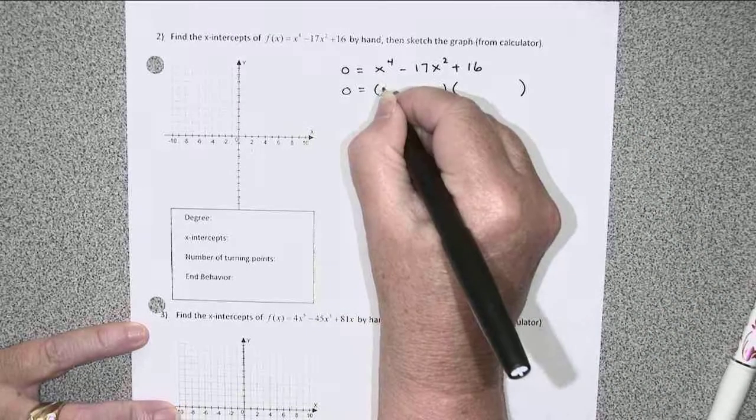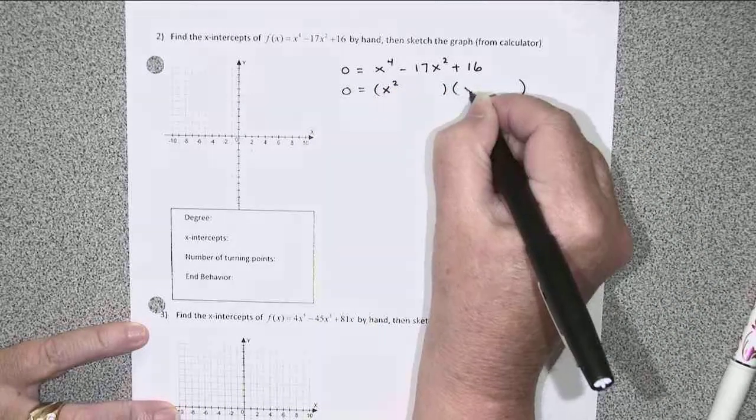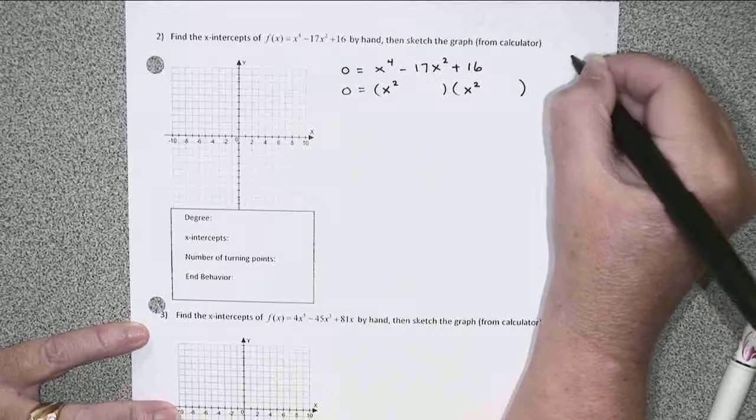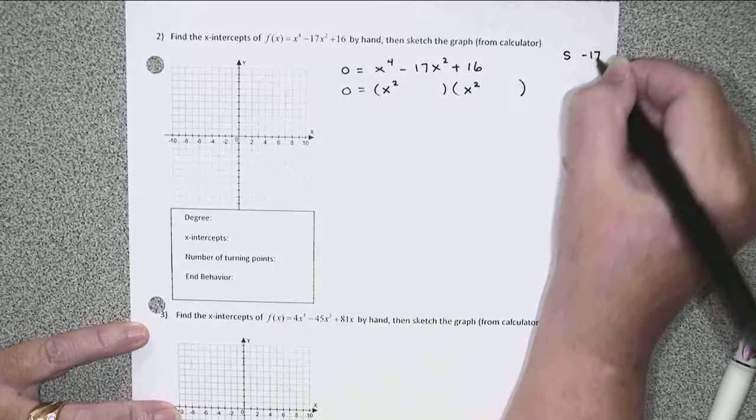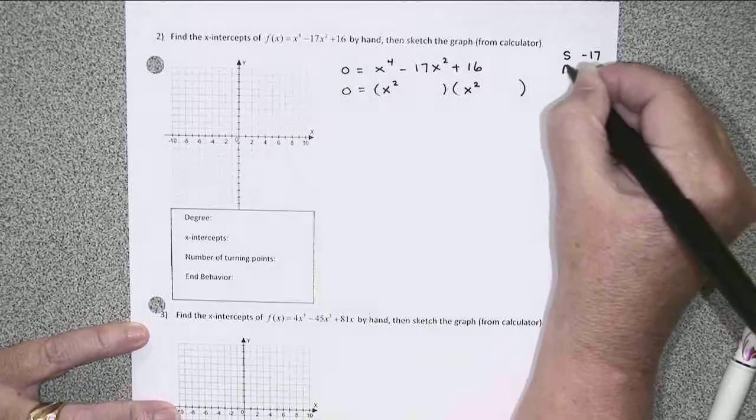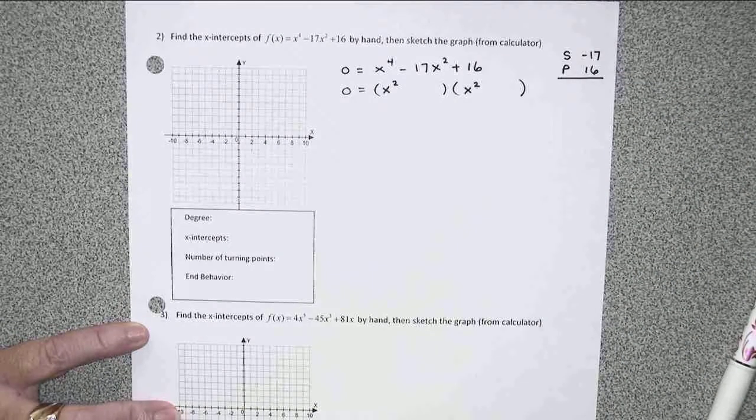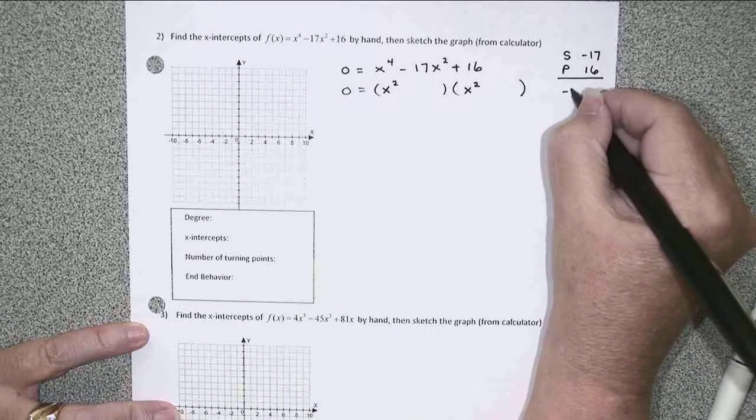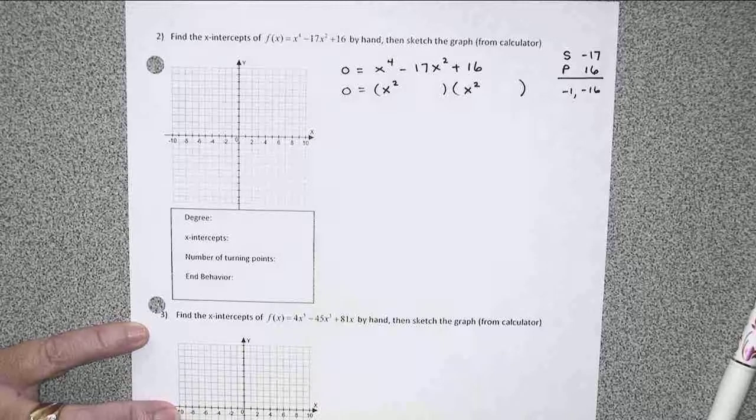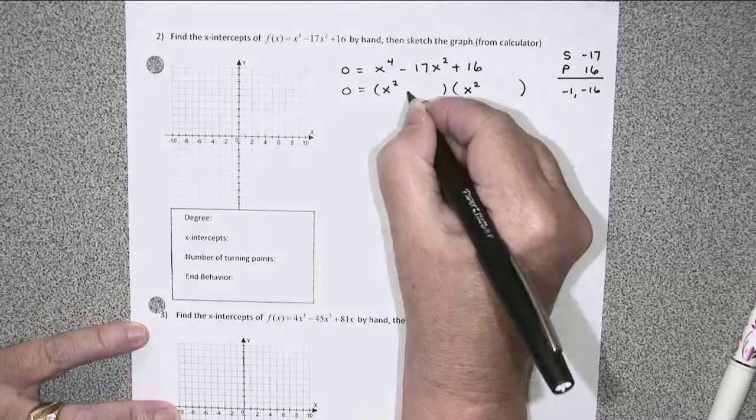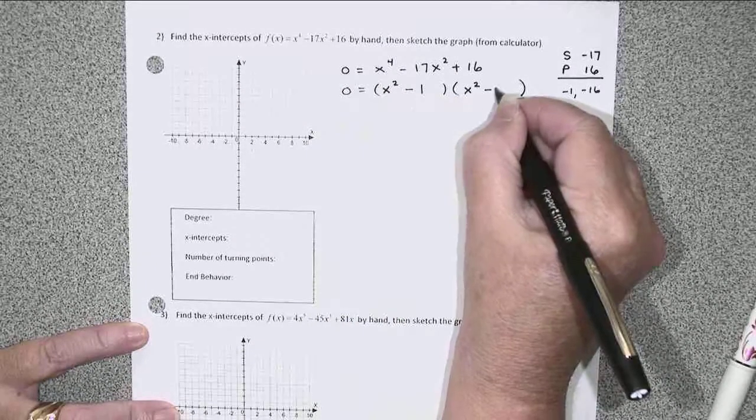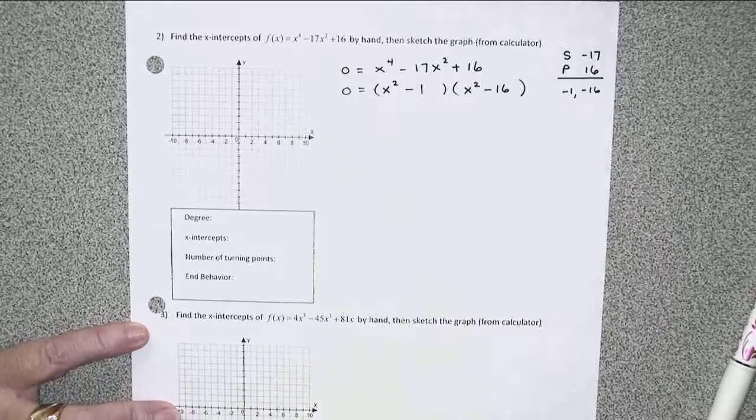x to the 4th should be x squared times x squared. And then I need a sum of -17 and a product of +16. I think -1 and -16 are going to do that. So x squared minus 1, x squared minus 16.